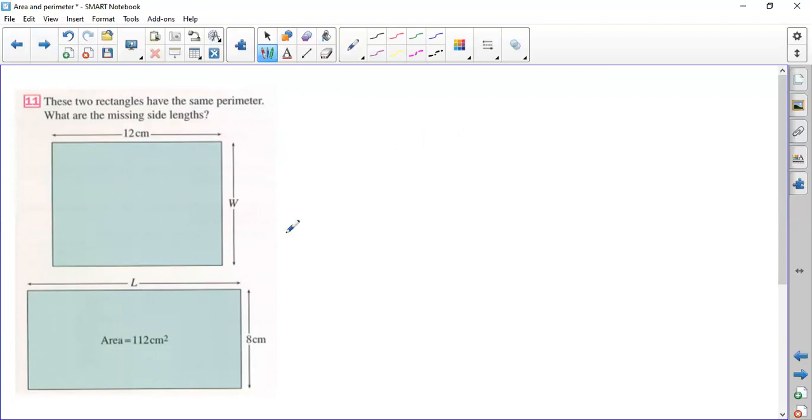Okay, so let's write the formula that we know. Let's say this one is rectangle 1 and this one is rectangle 2. So how can I find the perimeter of the first rectangle? P1 will be 2 times (length plus width), which is 12 plus width. I don't know what the width is. I don't even know the perimeter, but I know that it is the same as this one. So I have two unknowns here, so I cannot find anything.